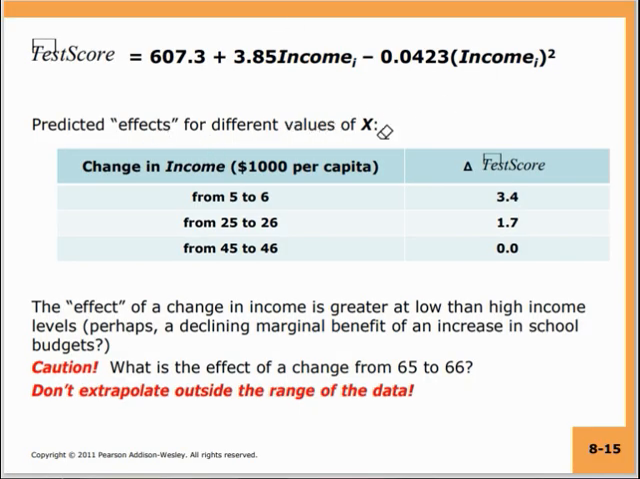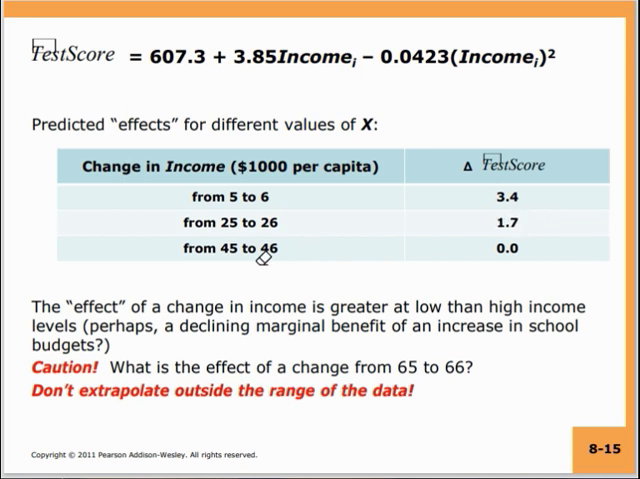Predicted effect for different values of x. Now you will see that the marginal effects change depending upon which value of x you are looking at. If your per capita income changes from $5,000 to $6,000, your change in test score is 3.4. If it changes from $25,000 to $26,000 per capita, your change in test score is smaller. It is 1.7. As we said before, if it reaches a certain threshold of income, after that any additional change in income does not result in so much of a difference in test score.